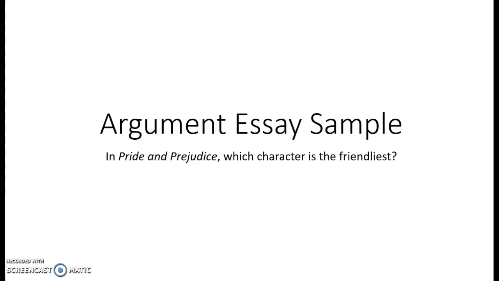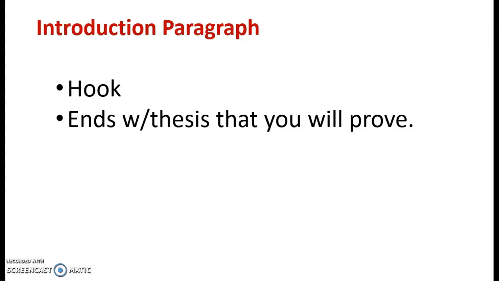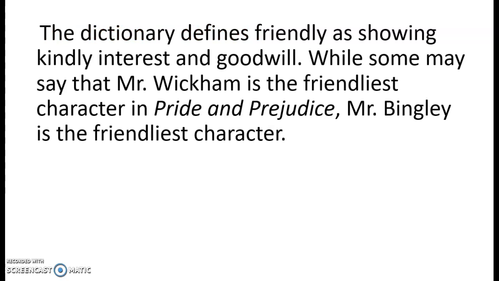So I'm going to go through not only the components of what you will be writing, but give you an example along the way. Your introductory paragraph should begin with a hook of some sort and end with a thesis that you will prove. Your thesis can be very simple, simply going with the character that is the friendliest in Pride and Prejudice is so-and-so, or you can include the counter argument with yours as well. So here's my sample one.